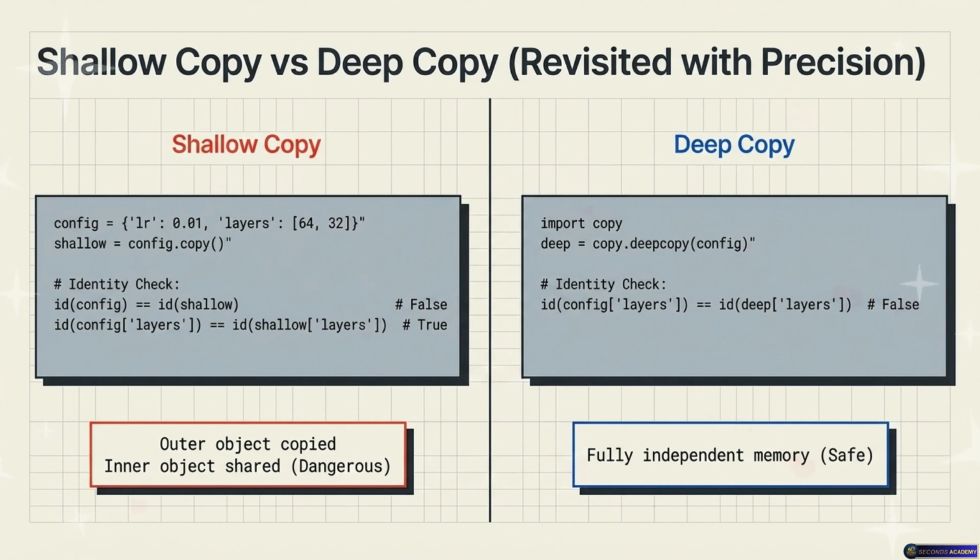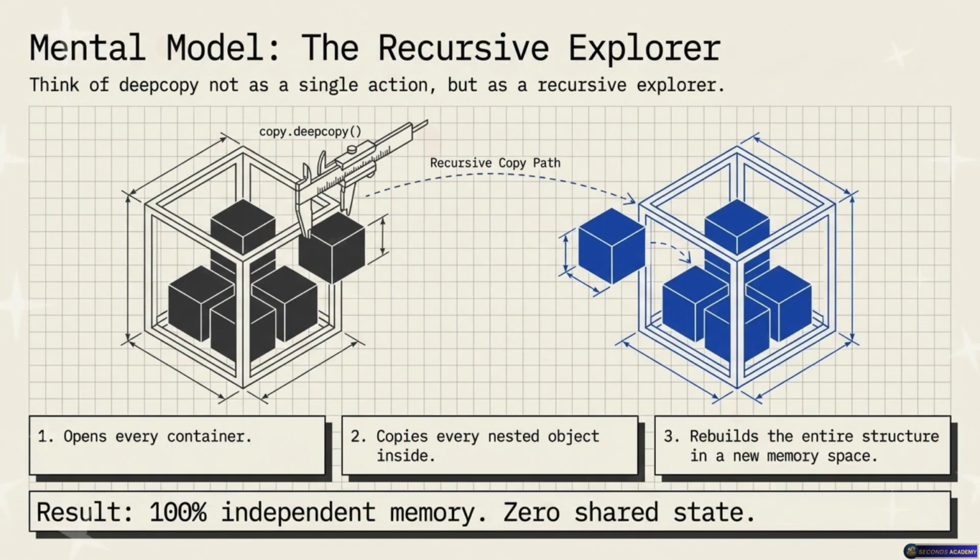So how do we build a completely new filing cabinet with independent copies of every single document inside? We bring in the copy module and use a method called copy.deepcopy. DeepCopy. Yeah. When you pass your configuration into DeepCopy, you are invoking what I like to call the recursive explorer mental model. The recursive explorer, I love visualizing that. How does it operate differently from a shallow copy?